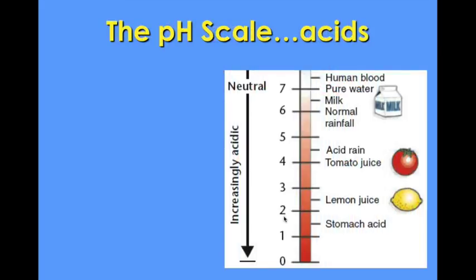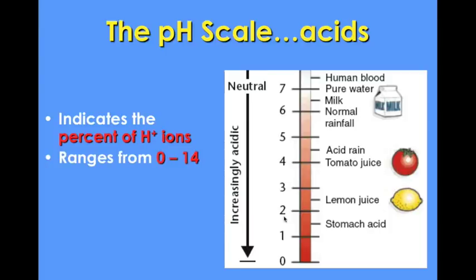Here's our pH scale for our acids. The acids are usually represented with a red color. It indicates the percent of hydrogen ions. Our pH scale again ranges from 0 to 14. Acids are from 0 to 7. A pH of 7 is neutral, so pure water would be neutral.